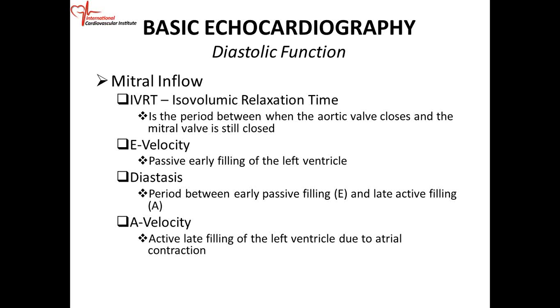So after the E velocity, then there's this period we call diastasis. And that is the period between the early passive filling and the late active filling. So in diastasis, the pressure sort of equalizes in the left atrium and left ventricle. So the blood is not moving from the atrium to the ventricle because it's diastasis, the pressure equalizes.